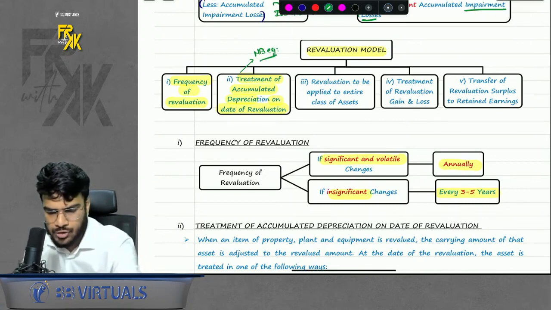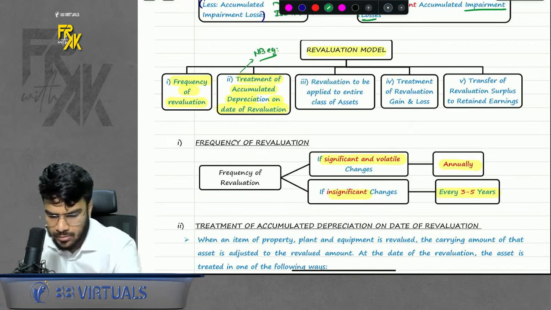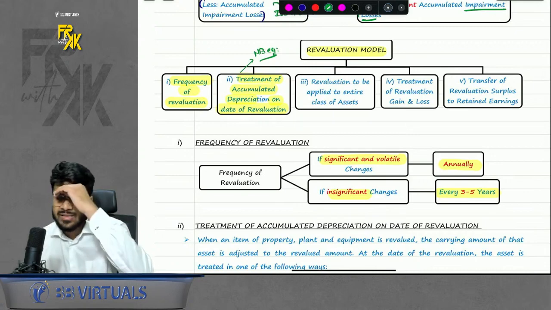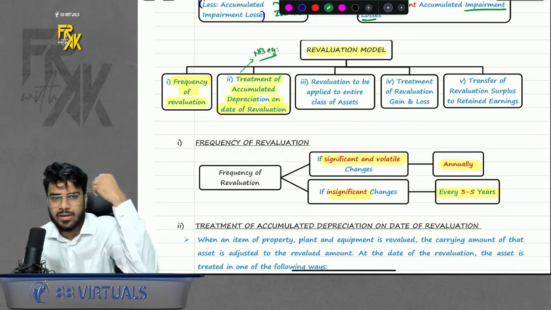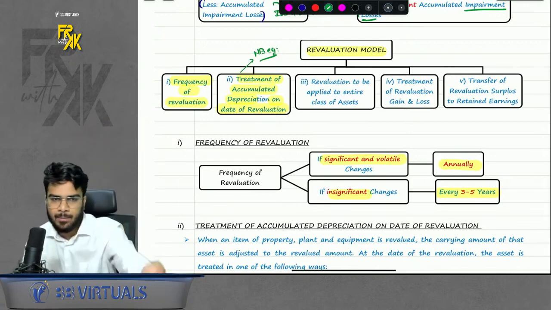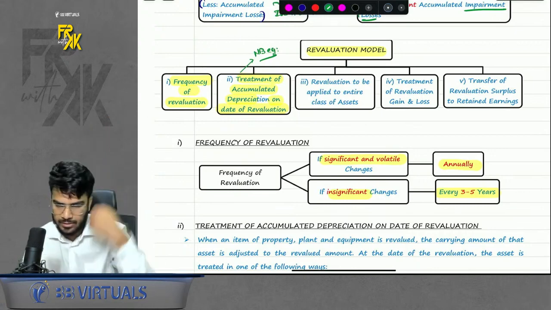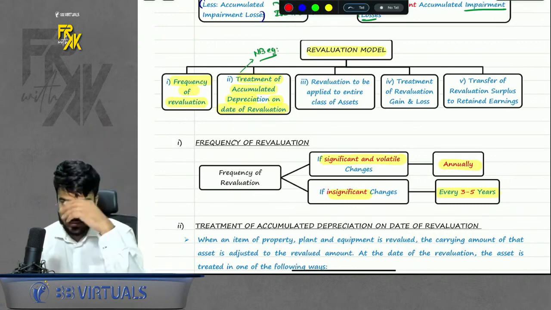Sir, can fair valuation by a registered valuer be relied upon? Yes. Normally, many of the assets won't have a direct fair value available because they might not be traded on an exchange. So in that case, we appoint a valuer who can find out the fair value for us. Okay? Let's proceed.